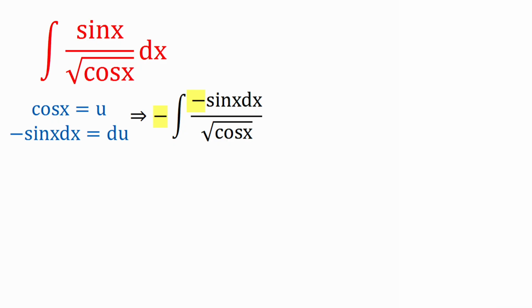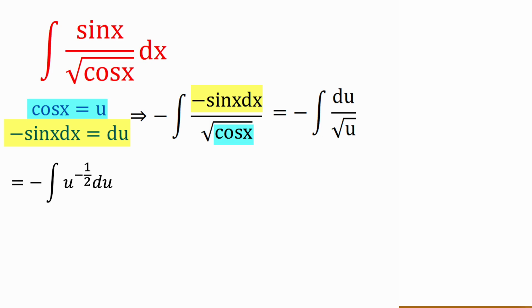So inside the integral, the numerator is negative sine x, and we have the square root of cosine x in the denominator with a negative sign waiting outside of the integral. All right, now substitute u. It became the negative integral of du over the square root of u.